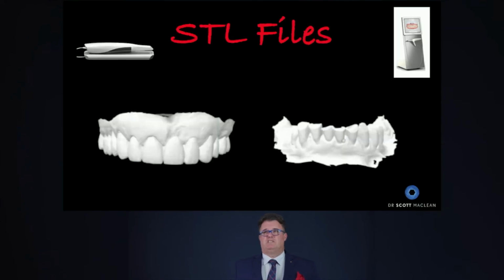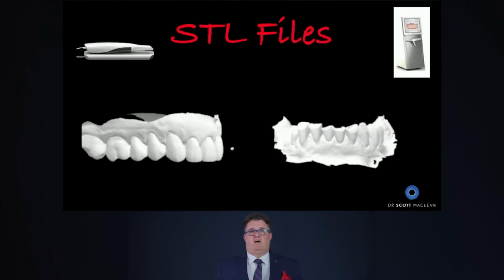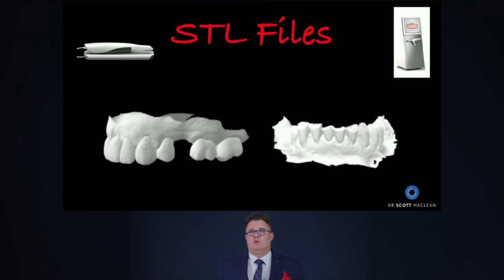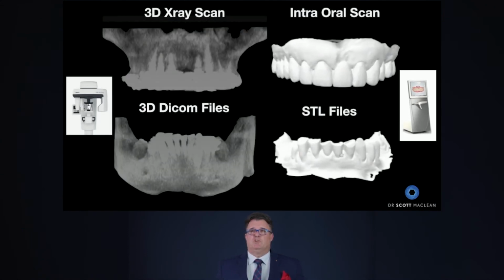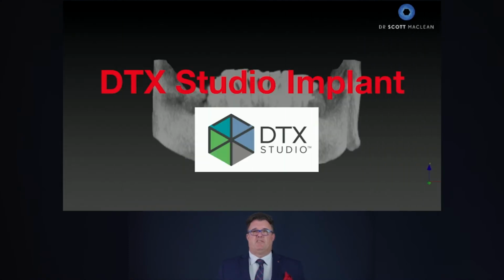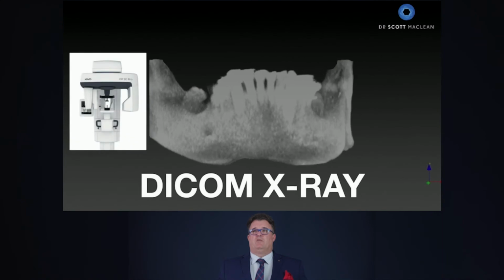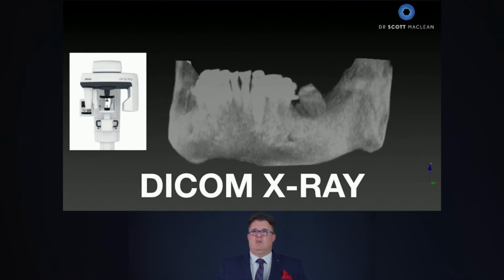So it's about these STL files. If we look at the file, it's really a surface file, but it's so much easier to do and so pure. And so when you do this, on this particular example, we're going to make a template for implant placement. So we take a DICOM file and we blend these together. So by doing so, we can use some software and then take the DICOM image from the scanner.